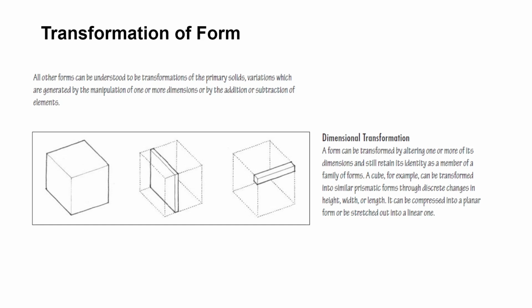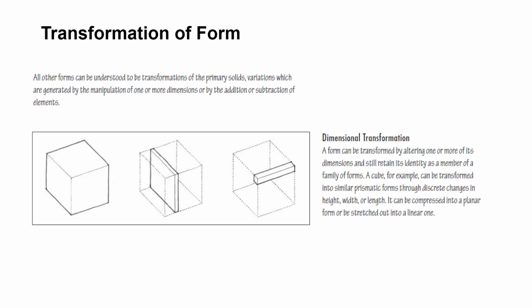And then we have transformation of form. All other forms can be understood to be transforms of the primary solids. Variations are generated by the manipulation of more dimensions or by the addition or subtraction of elements. You'll also be encountering this in SketchUp or when you're approaching your 3D modeling class. This is very pertinent: the subtraction, the addition, and the intersection of shapes and forms.